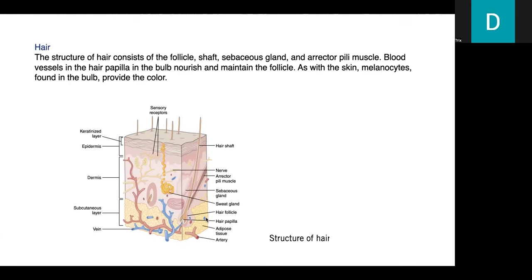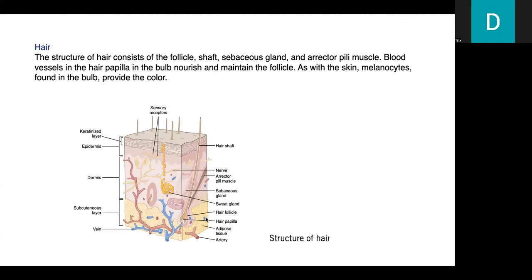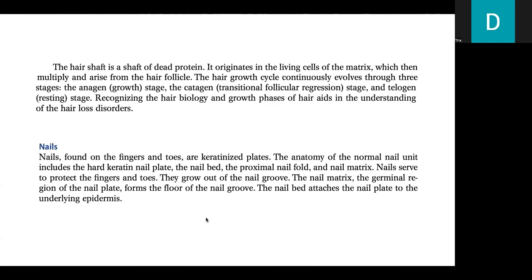The hair. The structure of the hair consists of the follicle, shaft, sebaceous gland, and erector pili muscle. Blood vessels in the hair papilla in the bulb nourish and maintain the follicle. As with the skin, melanocytes found in the bulb provide the color. We have here the structure of the hair. The hair shaft is a shaft of dead protein. It originates in the living cells of the matrix, which then multiply and arise from the hair follicle.